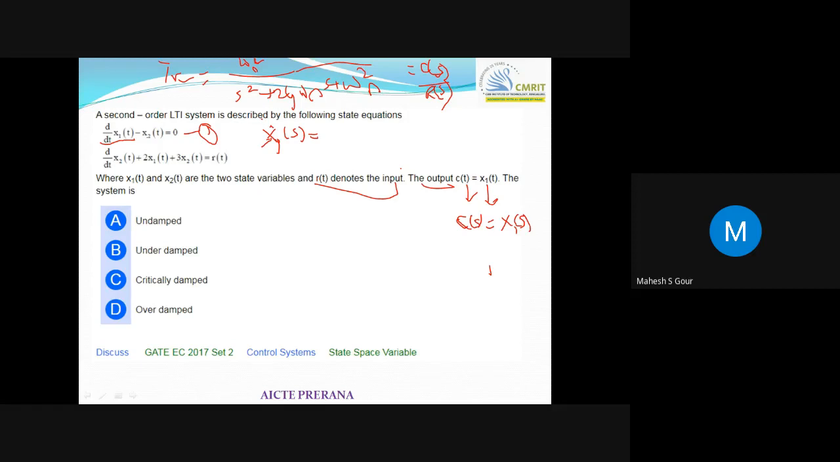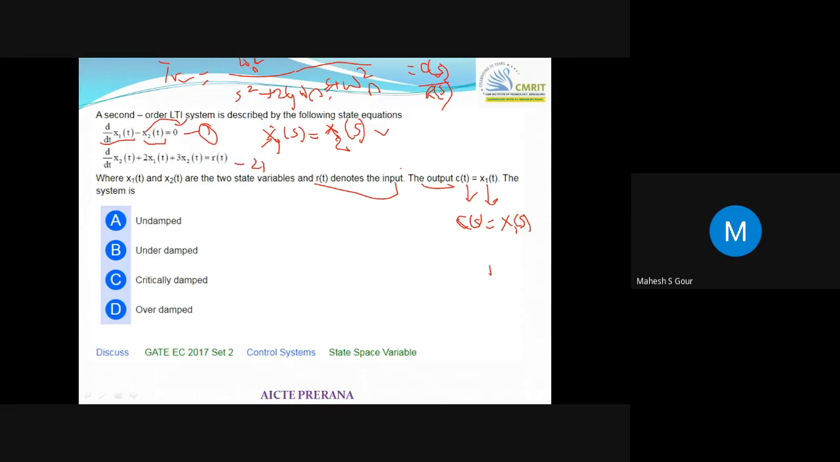Now, what about x2 of t? How are you going to write the Laplace for this? You are going to write it as x2 of s, since I'll push this to the right hand side. So x1 dot of s will be converted to x2 of s. Clear? x1 dot of s is equal to x2 of s. It's clear now? Till here, any doubts, guys? No, sir. Okay, now coming to the second equation.